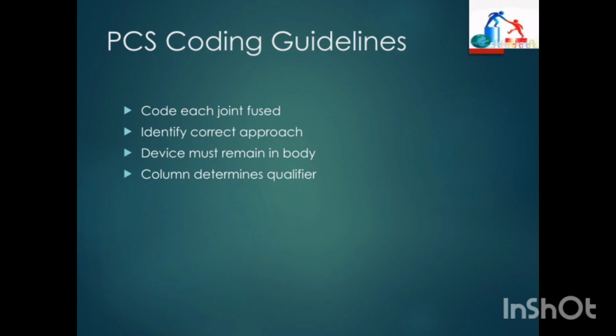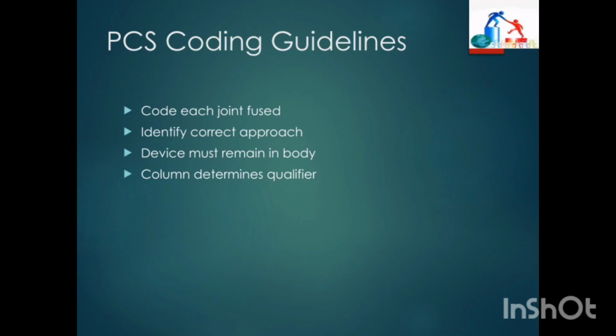Next, we need to determine the correct approach for coding, whether it's a primary or secondary procedure, since this impacts the coding strategy. Remember, the device used for the fusion must remain in the body for the code to be applicable, so we need to verify that. Also, pay attention to the column that determines the qualifier. This helps specify the exact nature of the procedure.